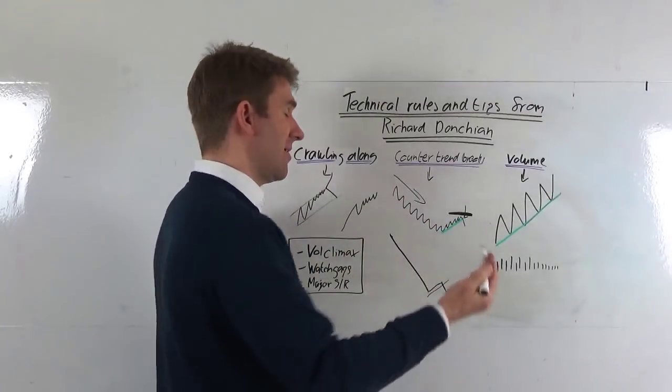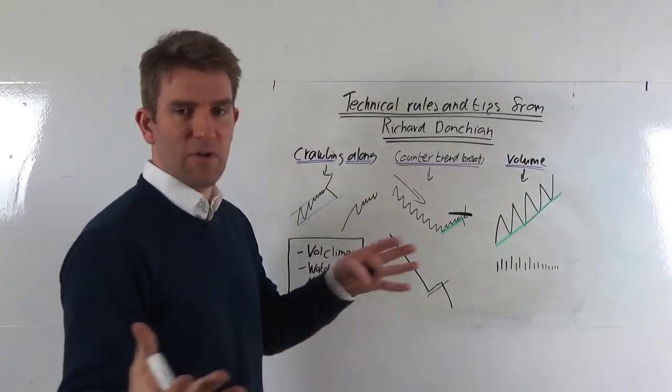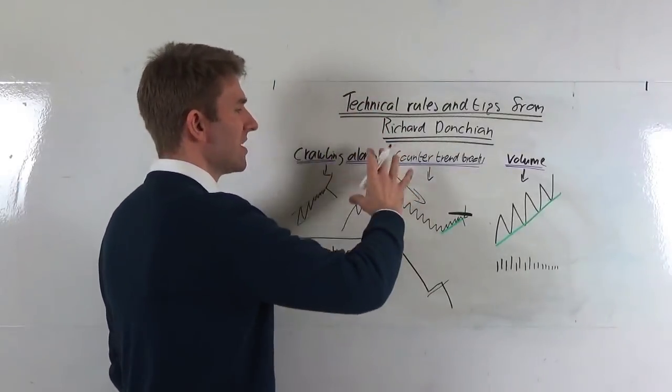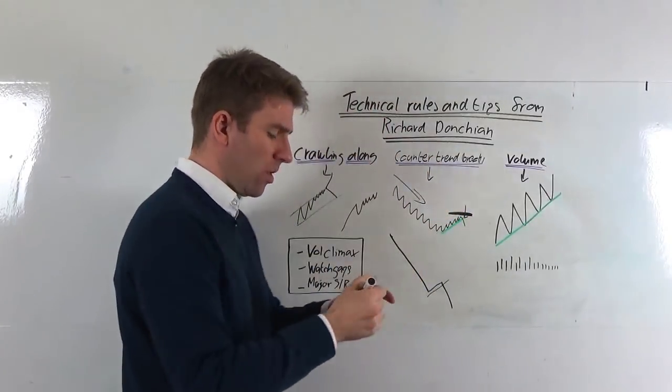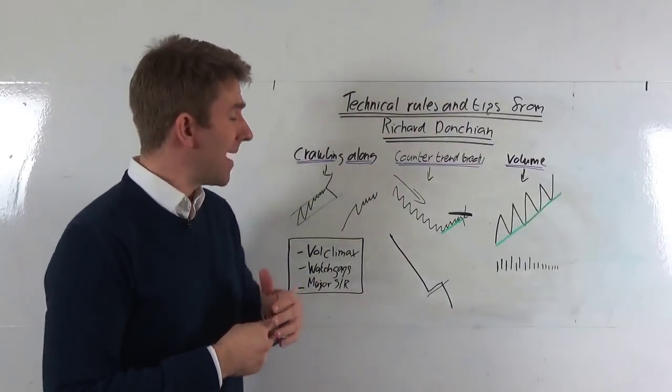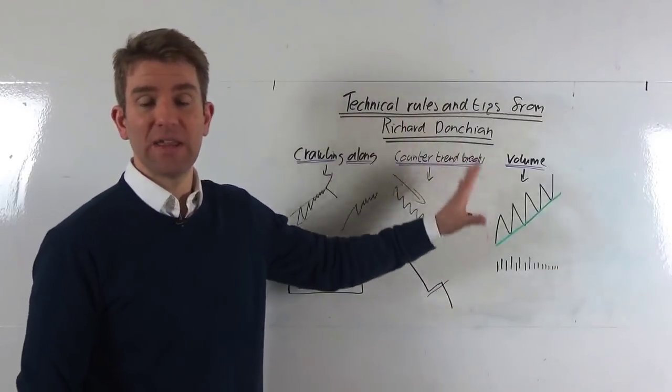I could add stuff in, like a 20 period moving average or whatever it may be. But sticking to his rules, this is kind of what he says. And he says, you know what, if you get those, it's not a bad trade to take, and you can trade it in the direction of the trend.